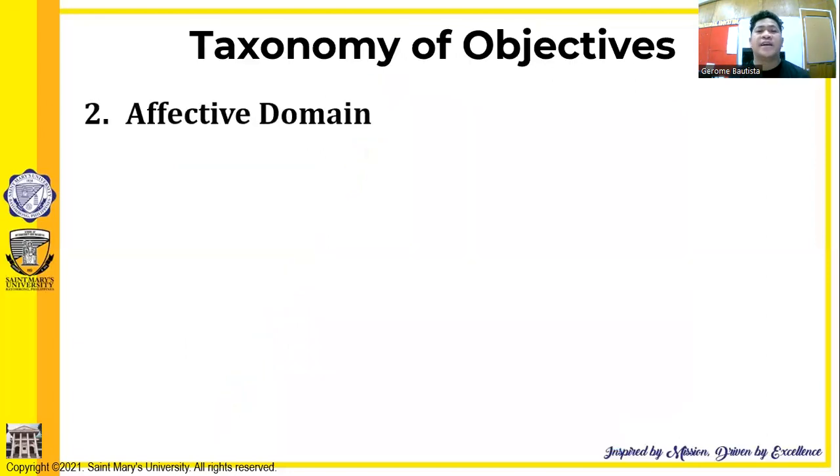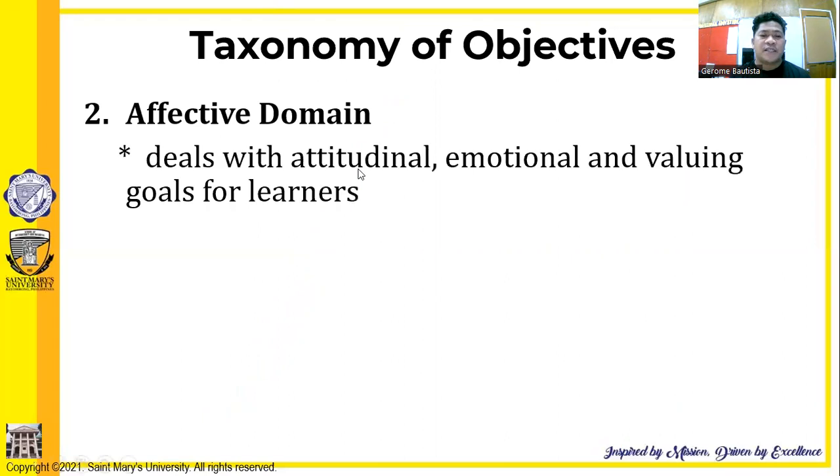So aside from the mind, we also have to teach the heart. So we have here the affective domain. We have the teaching to be. So we cover here attitudinal, emotional, and valuing goals for learners. What do we want our learners to achieve in terms of desirable attitudes, desirable emotions or feelings, and of course, desirable values at the end of our lesson? For accounting, there are so many professional values or attitudes that we want to develop in our students.